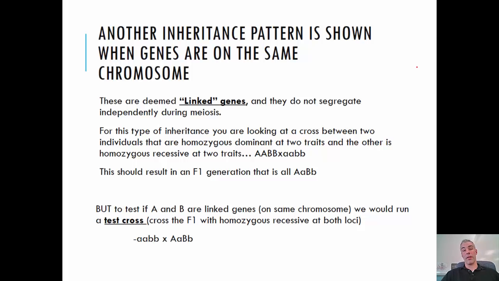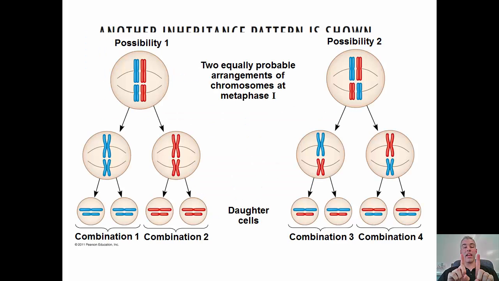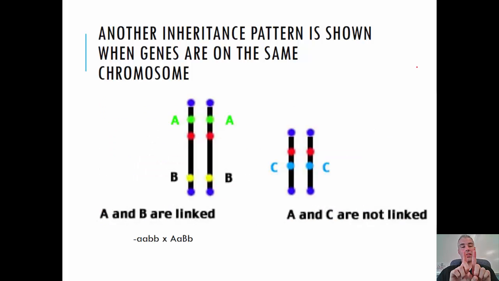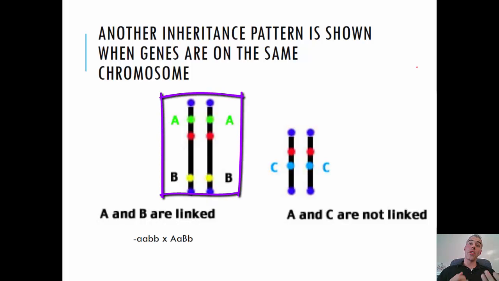There's another inheritance pattern that they show on the exam, and that's when genes are found on the same chromosome. Because if they're on the same chromosome, they actually cannot segregate independently during meiosis. Remember, homologous chromosomes can line up like this or like this, and as a result, if genes are on separate chromosomes, they will line up randomly and usually be segregated in a very random pattern. You have a 50-50 shot of getting one or the other. If a gene is linked, though, that's not the case, because the genes are both on the same chromosome. And if they're on the same chromosome, they're more likely to be inherited together.